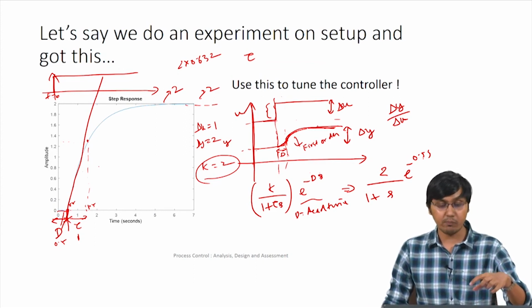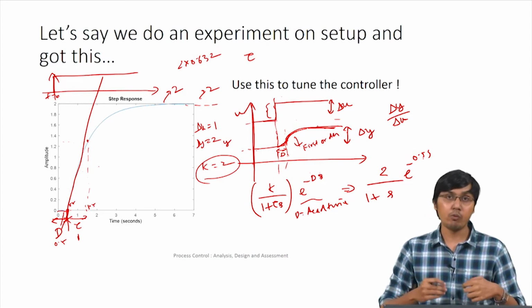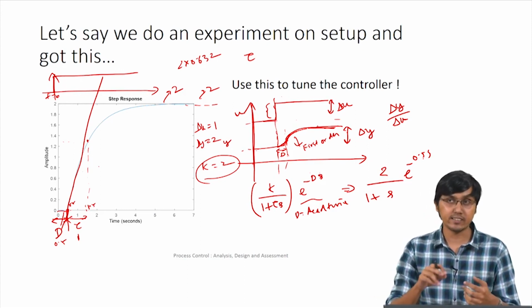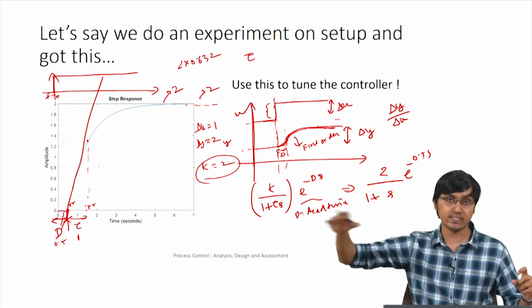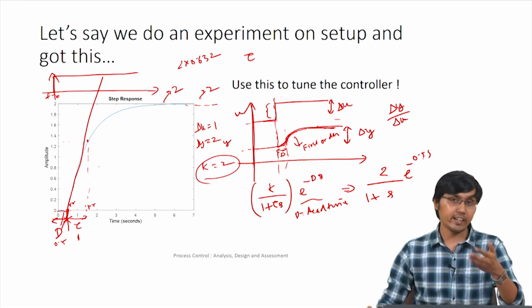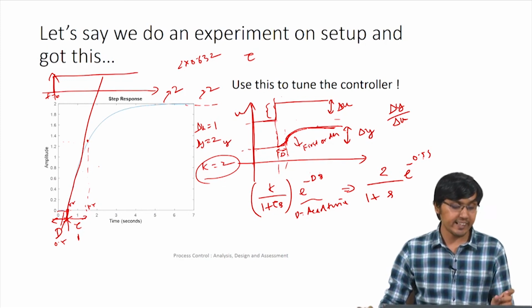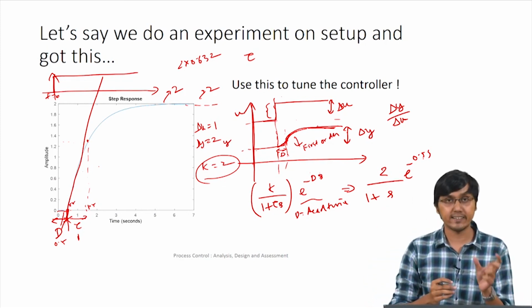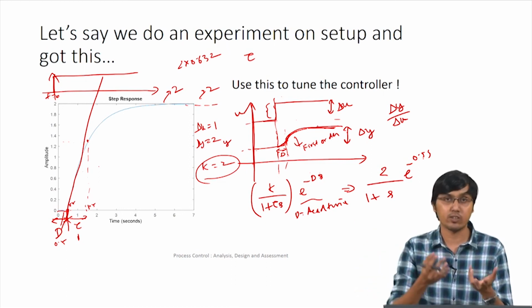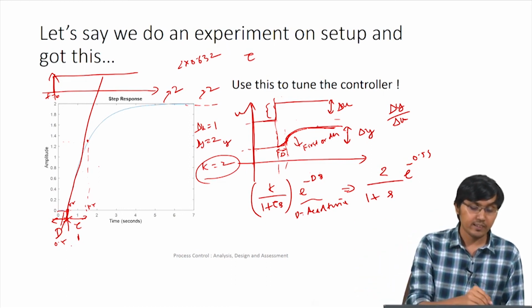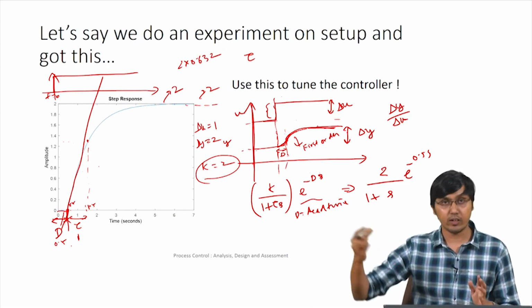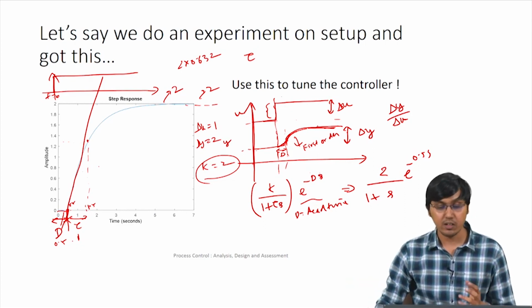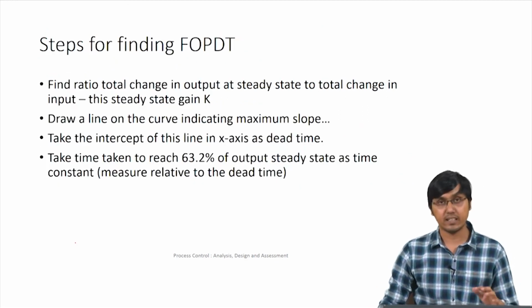The gain is delta y by delta u, like how much fuel I added, that is the input. I changed the fuel, that is delta u, the change in the input I have given, and delta y is the output change that has happened at steady state. So delta y by delta u is the gain. The dead time is where the slope intersects, the time after which it started responding. And tau is the time it takes, after this dead time, to reach 63.2% of the final y value. This is how we can find the FOPDT of the system, and that's what is given here.